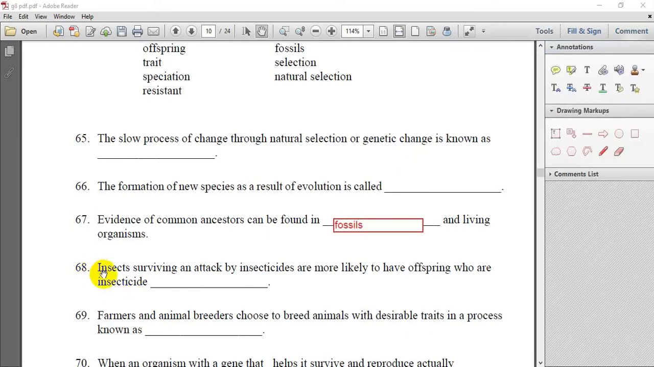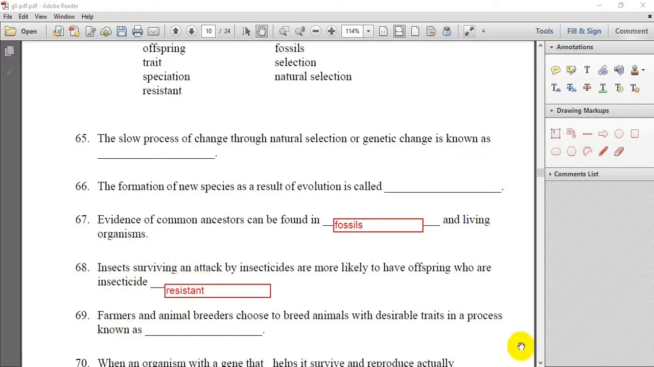Question 68. Insects surviving an attack by insecticides are more likely to have offspring who are insecticide. If you remember, we said that by using insecticides, they become more resistant to the insecticide because they change the DNA and genetic material. So we will write here resistant.